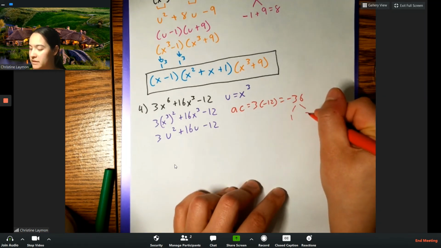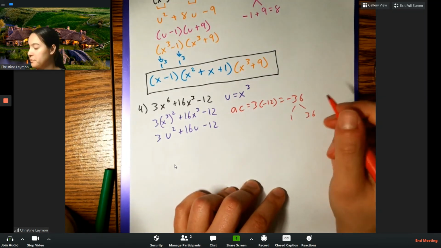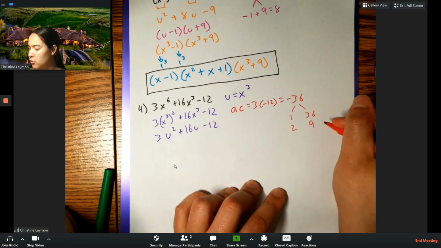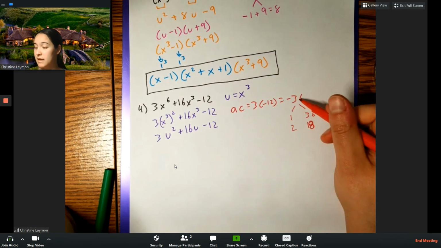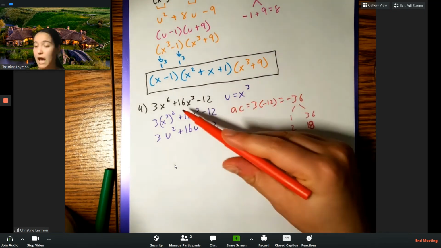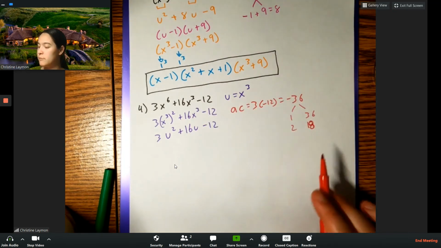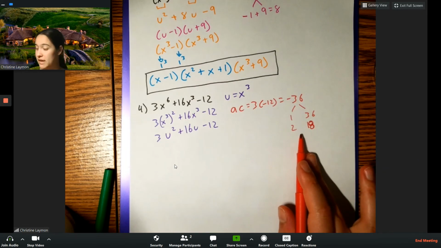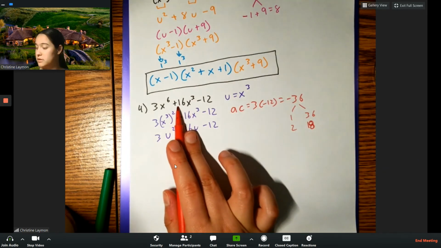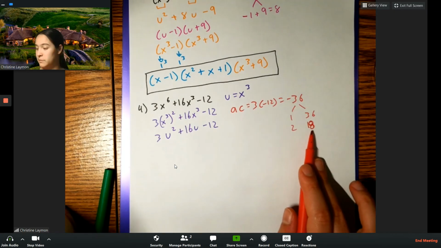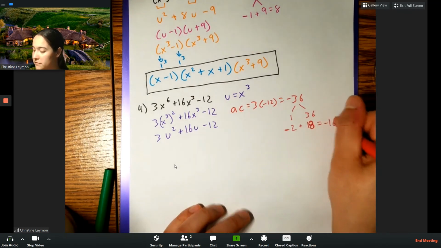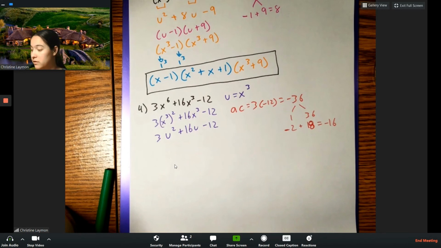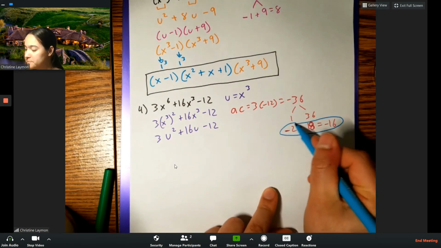I have 1 and 36. Not going to work. I have 2 and 9. Oh, whoops, that's wrong. Sorry. 2 and 18. 2 times 18 is 36. And also notice that these have a gap of 16. The question now becomes, which one is positive, which is negative? This 16 is positive, so my bigger number 18 must be positive. Have 2 be the negative. Add them together to prove this does get you out 16, and that's why we're going to be using this when we plug stuff in.